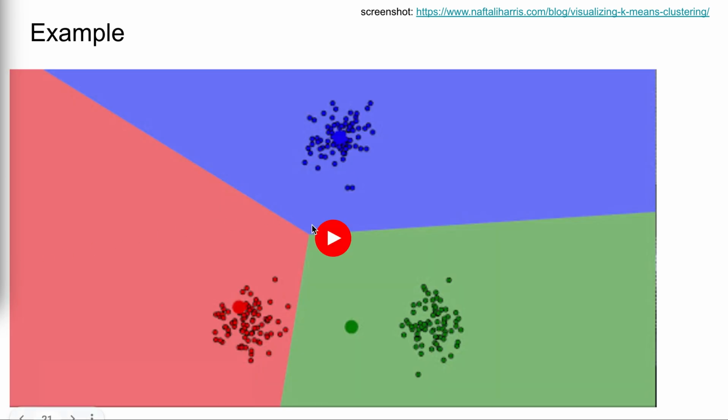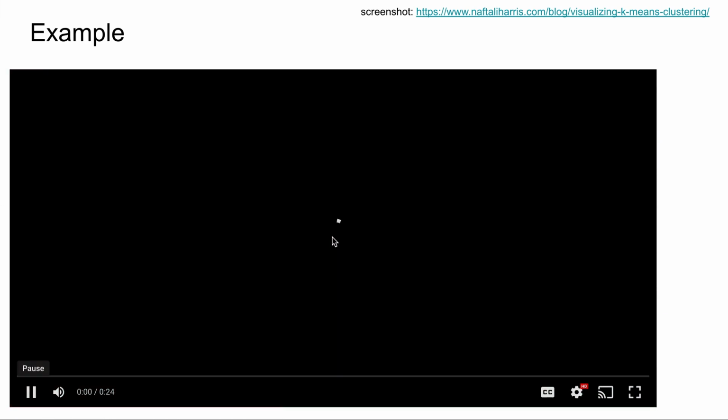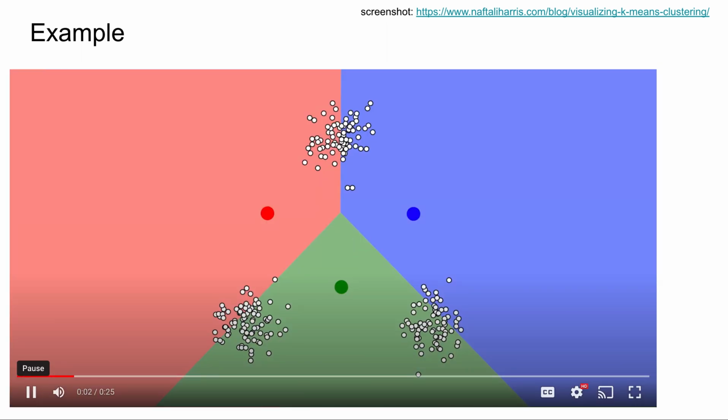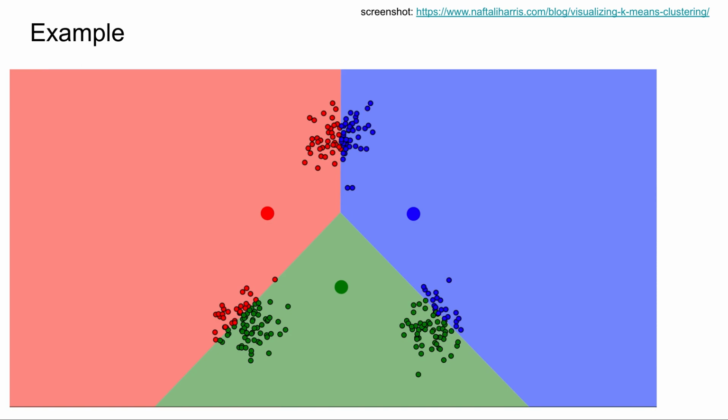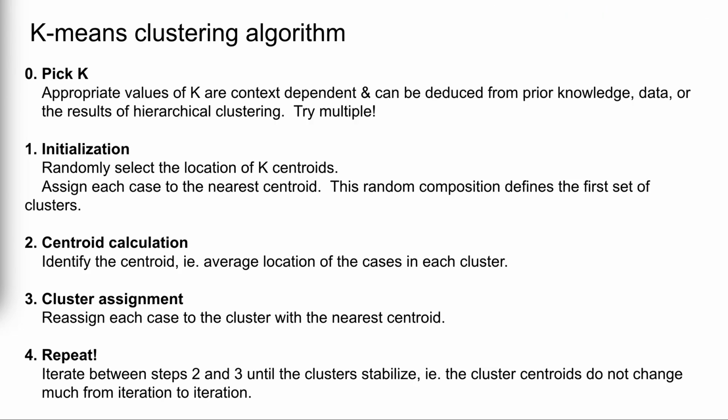Before moving on, let's watch a short video of a similar example which puts all of these steps together in one place. In conclusion, the k-means clustering algorithm is summarized here. Really connecting with these ideas requires some practice and play, and that will come next.